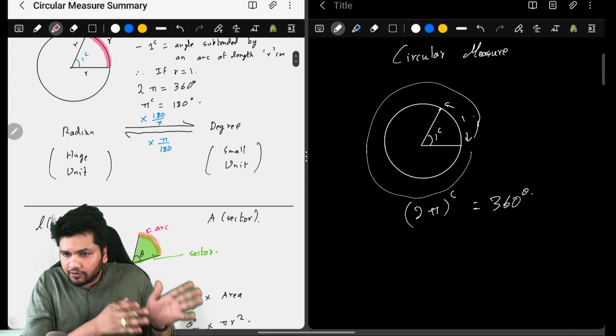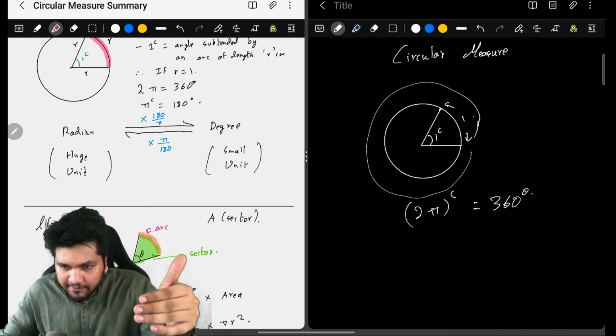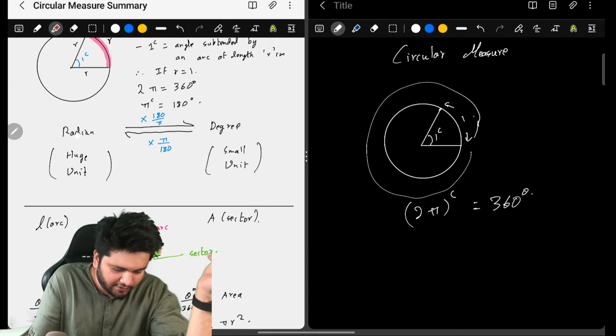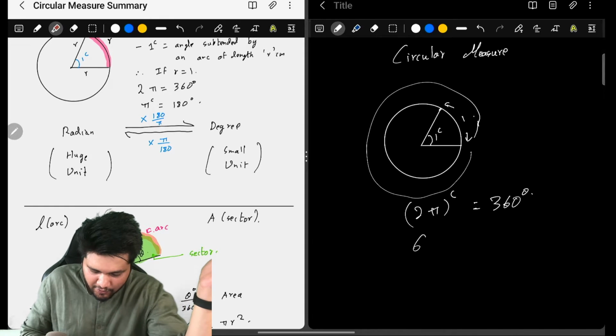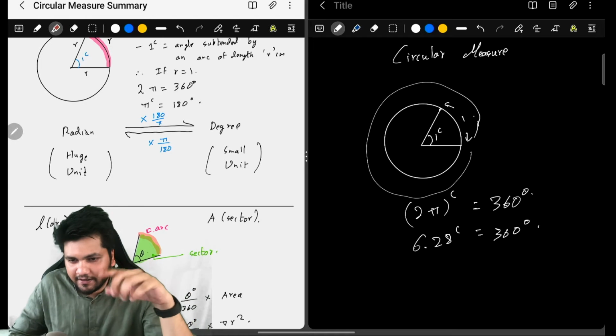Now, if I want to convert radian into degrees and degrees into radian, we either need to multiply by 180 by pi, or we need to multiply by pi by 180. Logically, just think about it. Radian is a huge unit. Think about it. 6.28 radian is 360 degrees. So of course, 1 radian is too much.